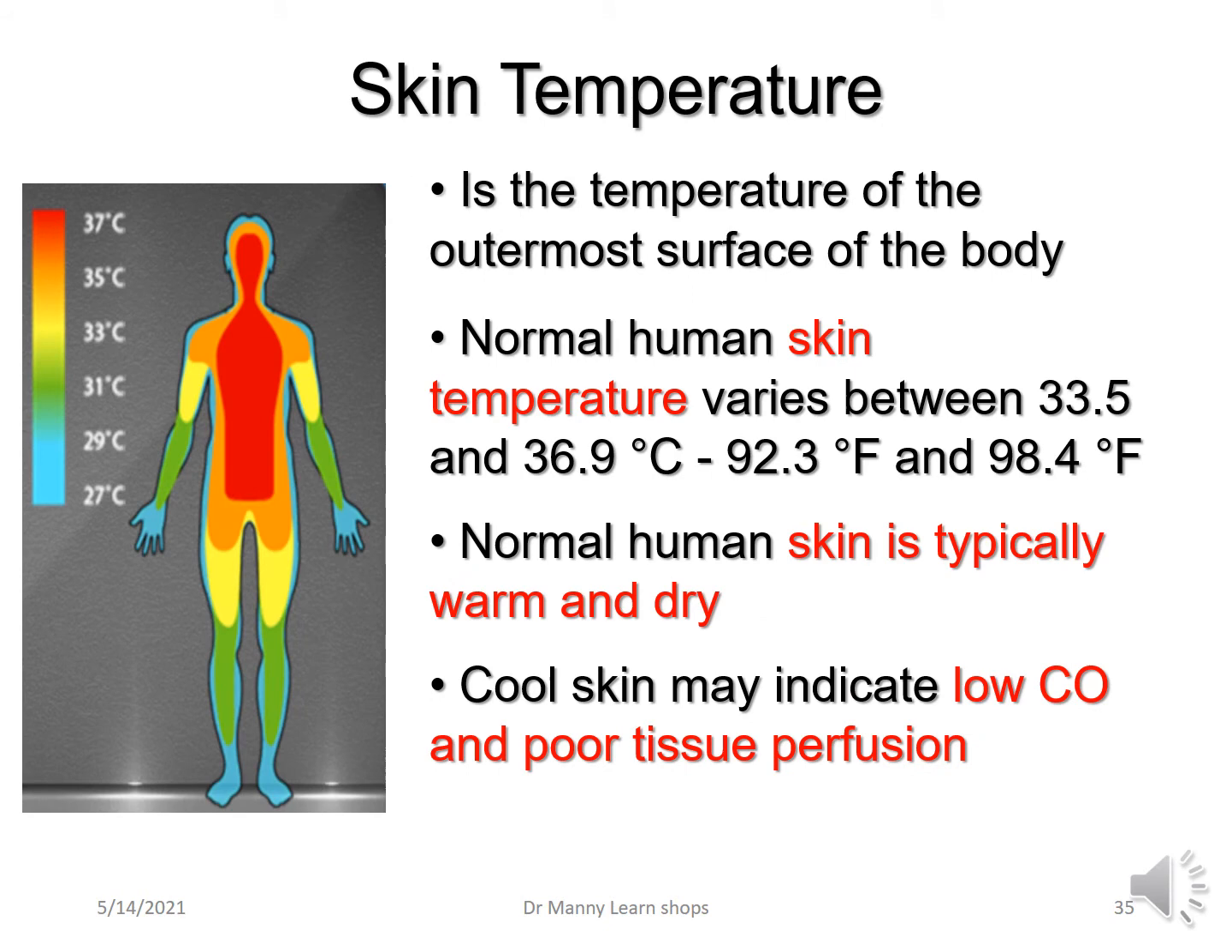When you look at skin temperature, well, skin temperature is the temperature of the outermost surface of the body. Normal human skin temperature varies about 33.5 to about 36.9 degrees centigrade. So normal human skin is typically warm and dry. Cool skin depends on why, maybe ambient temperature. However, cool skin may indicate a low cardiac output and poor tissue perfusion, because the skin is one of the first organs to be affected by low cardiac output. It becomes vasoconstricted, sympathetic nervous system response, compensatory mechanism, and it may become cool, clammy, sympathetic stimulation, and pale.